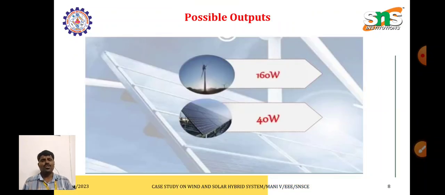And these are the possible outputs from the wind energy and solar energy hybrid system. From the solar we may get around 40 watts, and from the wind we get 160 watts. So wind is nearly 4 times greater than solar.